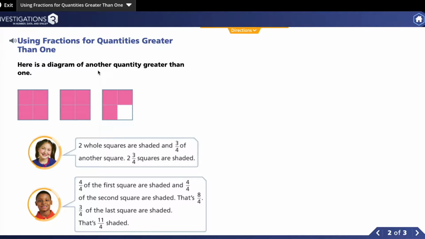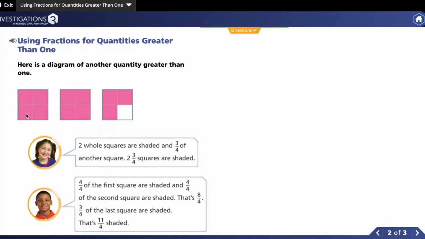Here is a diagram of another quantity greater than 1. Can you think what that might be? Well, you can see down here already. There are two whole squares shaded, and 3/4, or 3 out of 4, of another square. 2 and 3/4 squares are shaded.